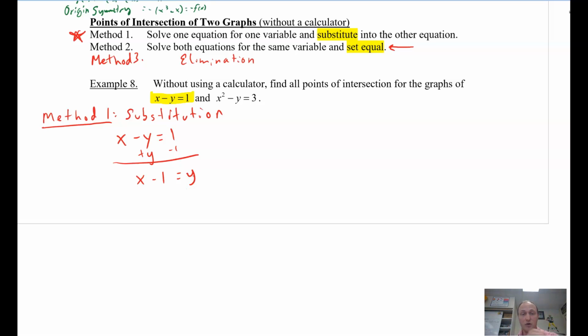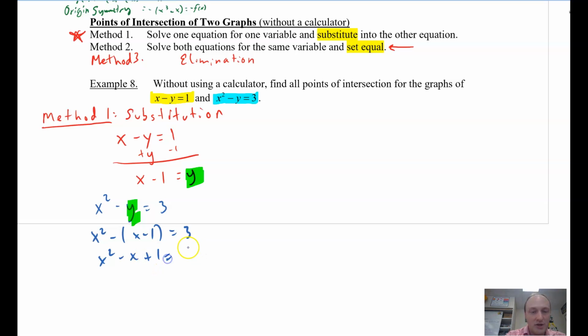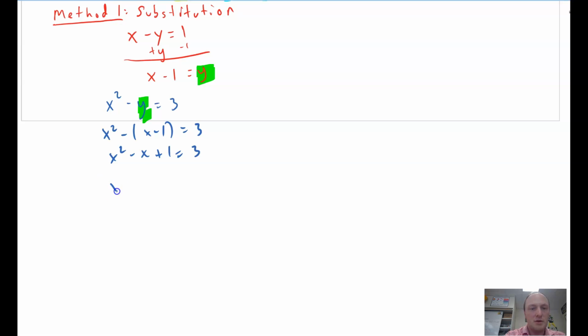Now, I'm going to take the equation x squared minus y equals 3 and substitute. Notice I've solved for y in my first equation, so now I'm going to plug it directly into this equation. Once we do that, we get x squared minus, in parentheses, x minus 1, is equal to 3, and we're going to solve. So x squared minus x plus 1 is equal to 3, which gives us x squared minus x minus 2 equals 0.